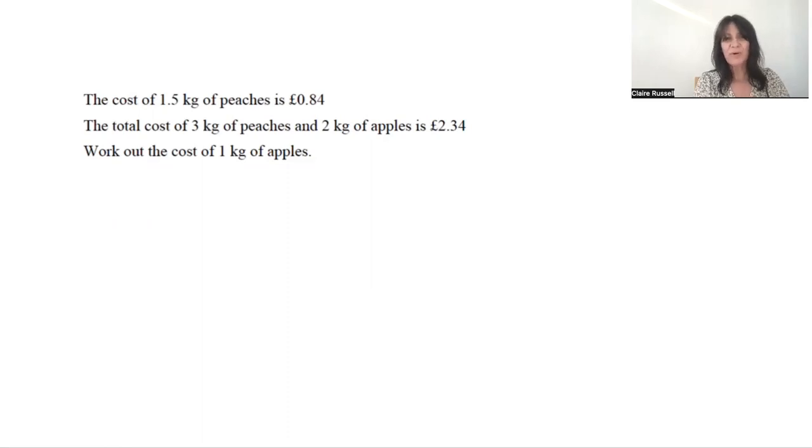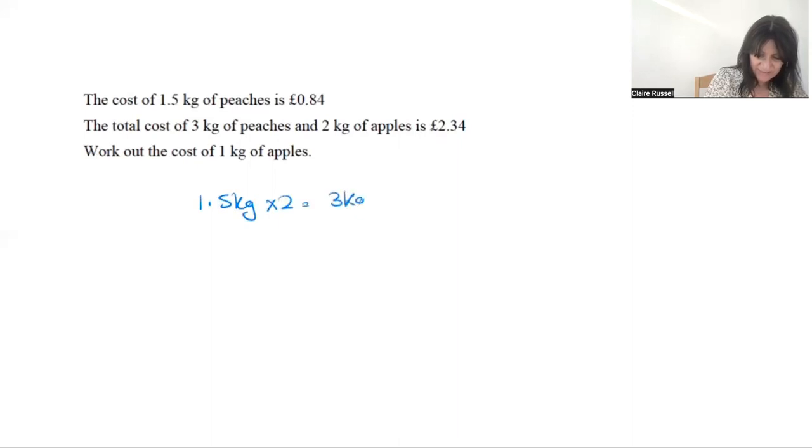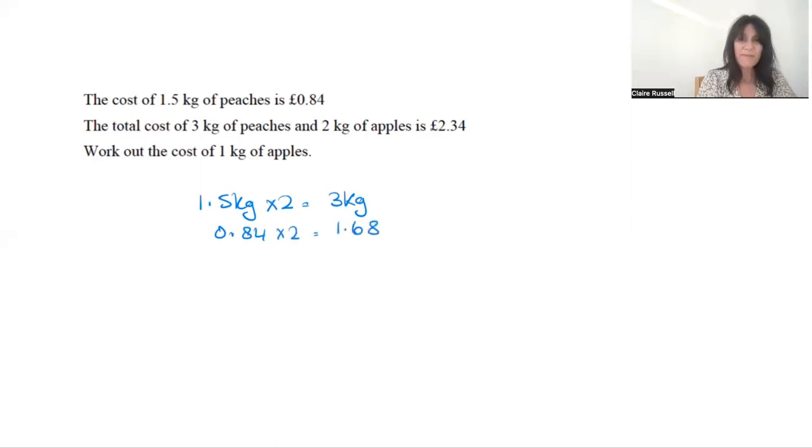Okay, so I'm not going to read the question out to you. We can see what 1.5 kilograms of peaches cost. The next line, we're told that there are 3 kilograms of peaches. Well, 1.5 kilograms times by 2 will give me the 3 kilograms. So I'll just take that 0.84 times that by 2, and that will give me 1.68 or £1.68.